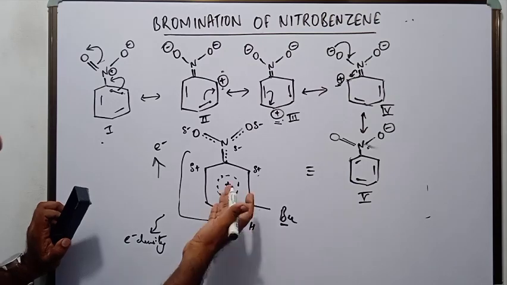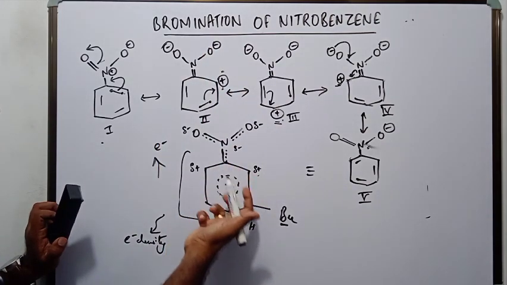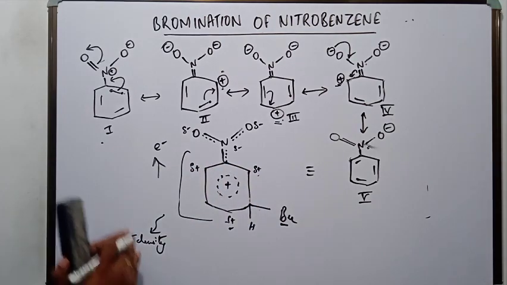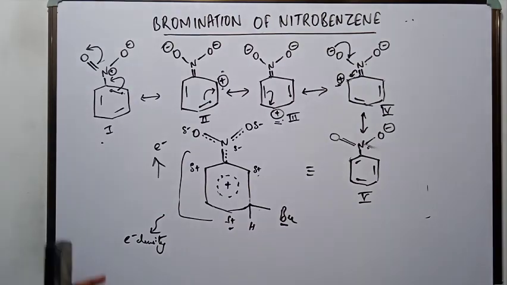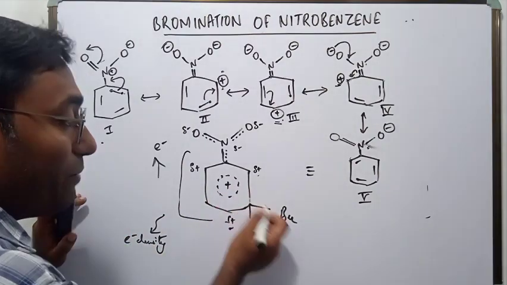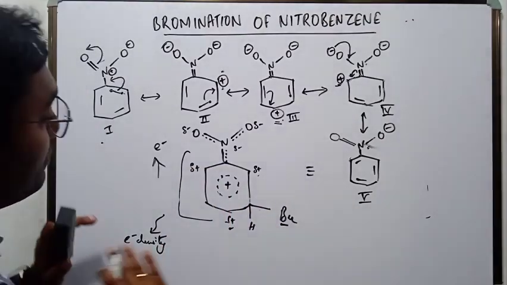It will lead to more instability. It will lead to a higher positive charge in the benzene ring. So such a system would be very short-lived. Yes, it gives the electron pair to bromine, but only for a short time. That would be very short-lived.